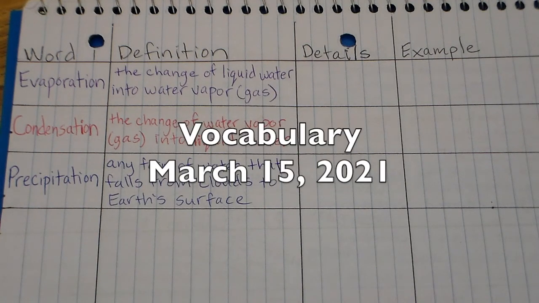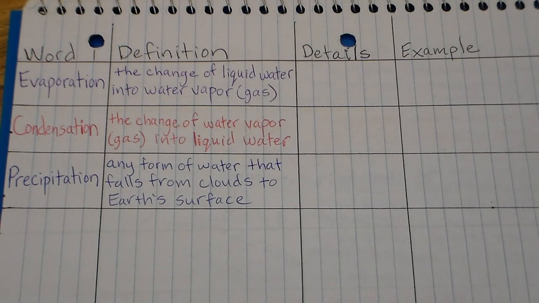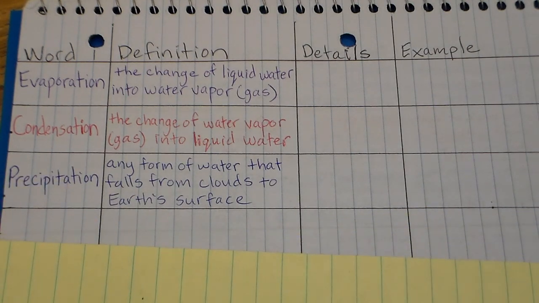Here is our next set of 3 vocabulary words for Unit 5, and we're going to notice all of these words have to do with the water cycle, which is how water moves through the different locations on Earth, like the atmosphere and the hydrosphere and the geosphere and the biosphere. So we're going to start with our vocabulary for the water cycle.